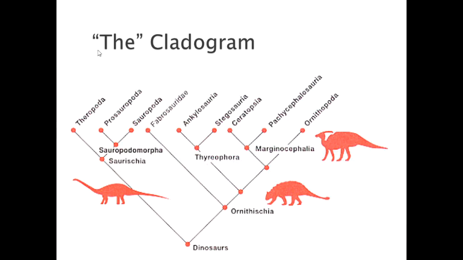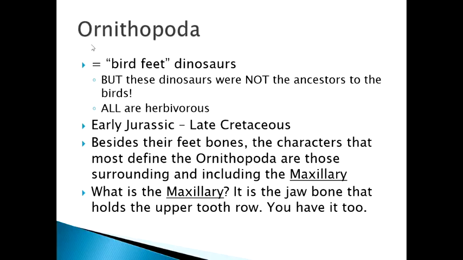We've reached the final major group of the ornithischians, and these are the ornithopods. So again, here is the cladogram that we've been operating on for the entire class. There is the node for Ornithischia, and then we've covered the Thyreophora, the Marginocephalia, and what's left is the Ornithopoda. Well, if you dissect the name itself, it literally translates to bird feet. These are the bird feet dinosaurs when we judge them by their tracks.